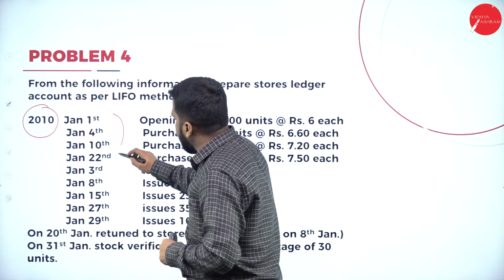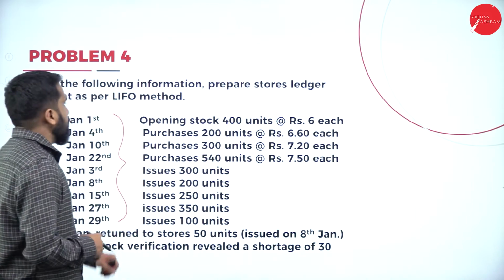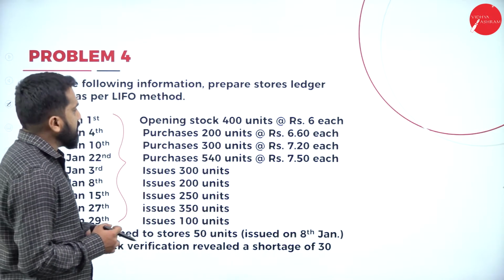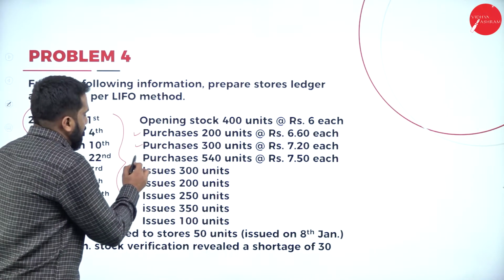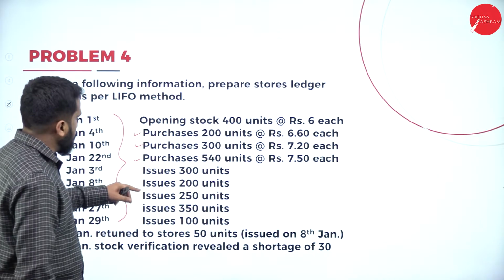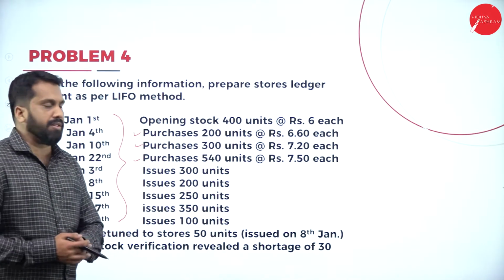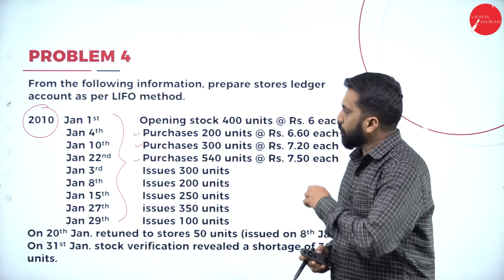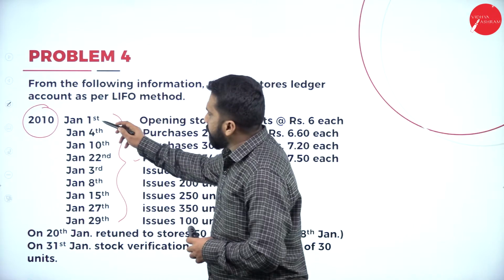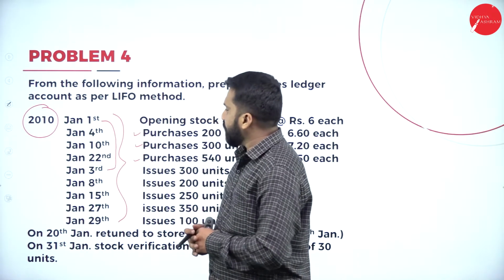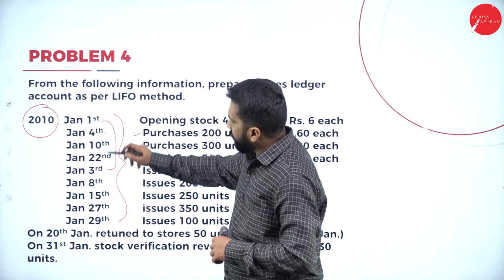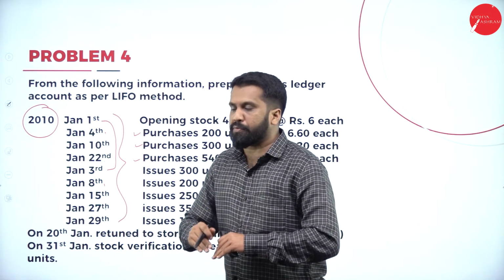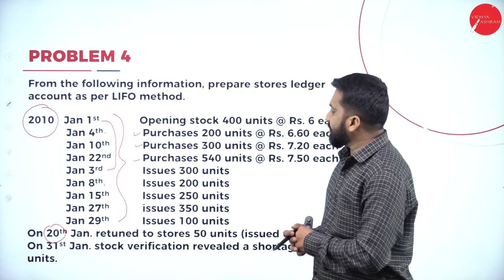So these are the information given. Opening stock 400 units at rupees 6, purchases 200 at rupees 6.6. Again, these are purchases and these are issues, again an issue of 100 units. All the 3 purchases, and almost 5 issues. But we have to go according to date. January 1st we have, next January 3rd, then January 4th, January 8th, 10th, 15th, 22nd, 27th, 29th. In between, on 20th, we have goods returned to stores.